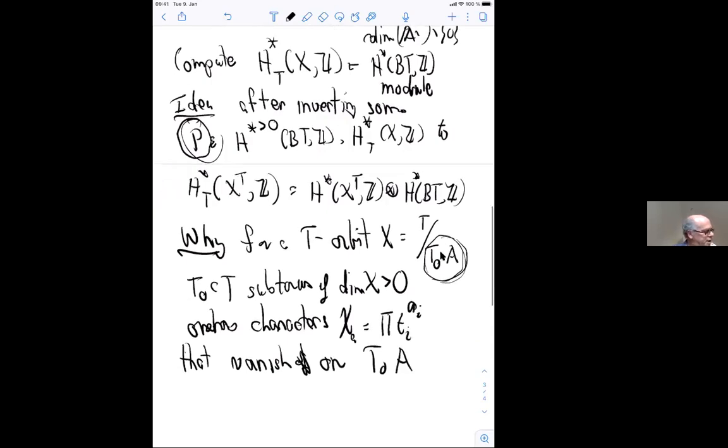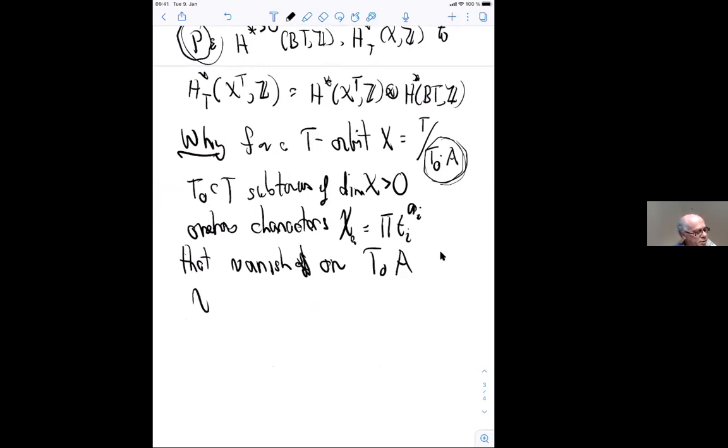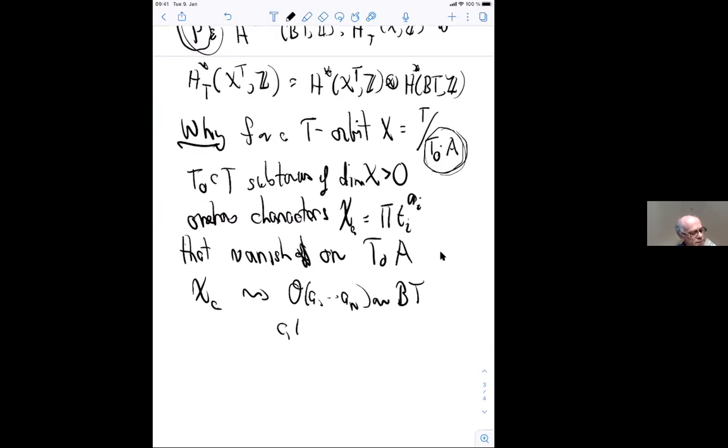Okay, and what that tells you, see each character, the character chi a, gives rise to a line bundle. It'd just be the line bundle O of A1 to O of AN on this BT, by just descending by the character. And the associated first Chern class of this thing will just be the sum of the AI EIs, because the Chern class is additive. And the fact that it vanishes, it pulls back to a trivial bundle.